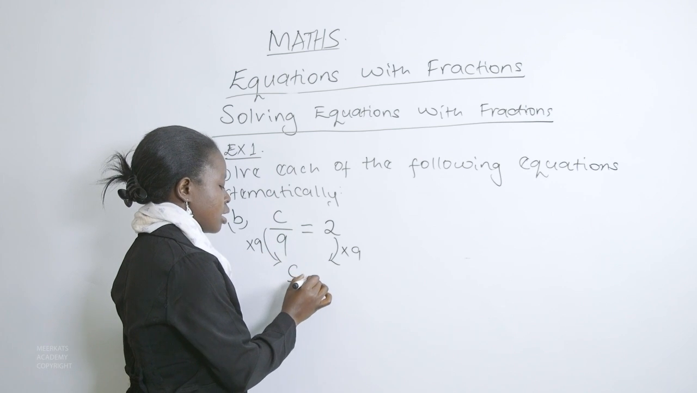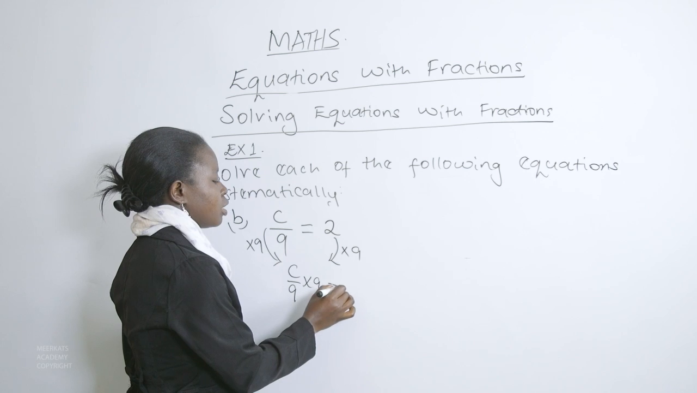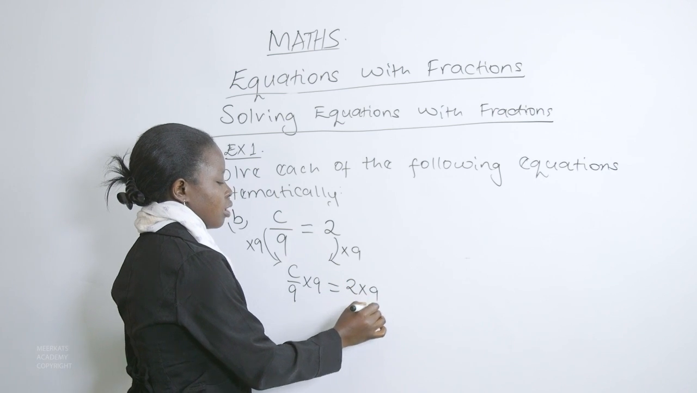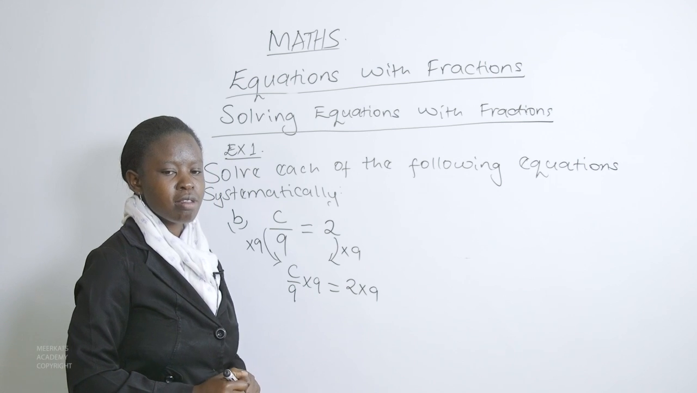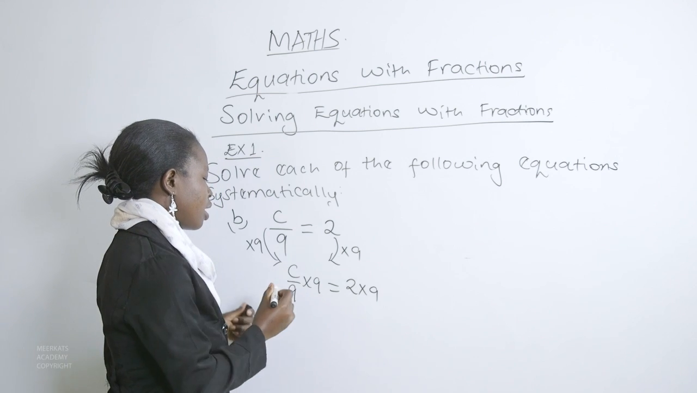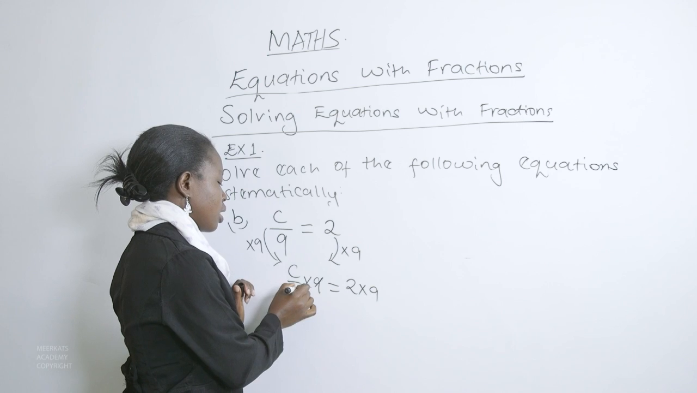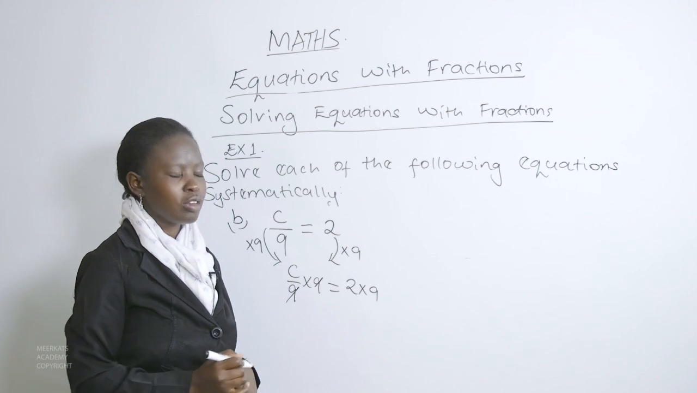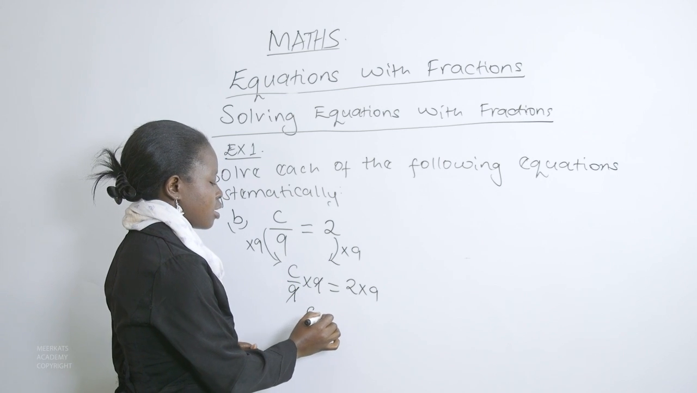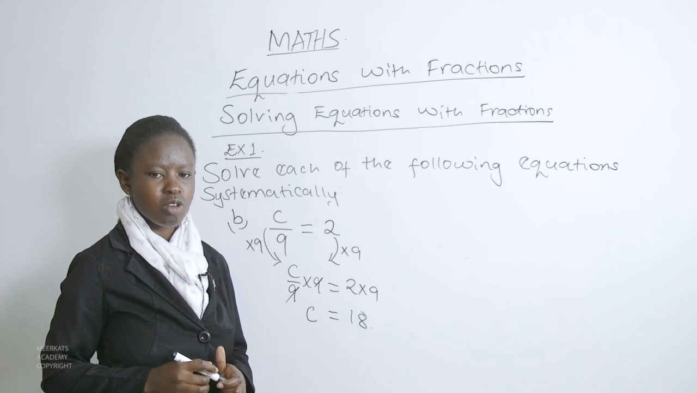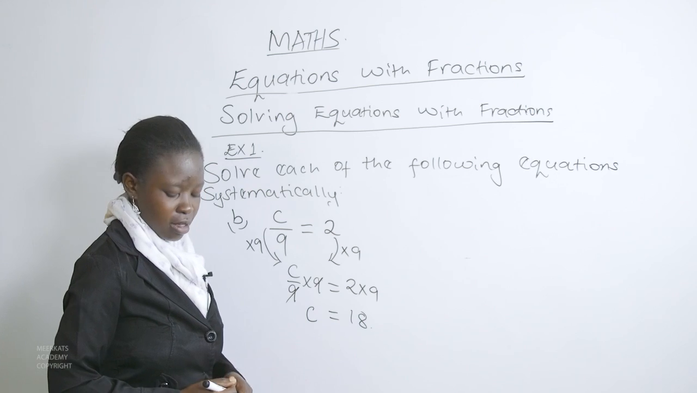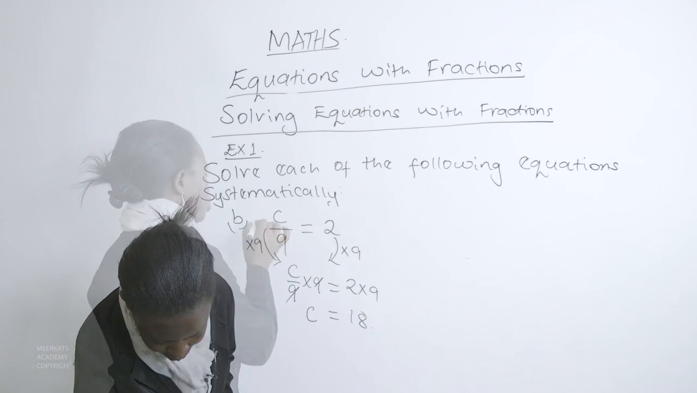So we obtain c over 9 times 9 is equal to 2 times 9. 2 multiplied by 9 gives us 18 on the right hand side. Then on the left hand side, the 9 and 9 cancel out, and you are left with c is equal to 18. So the value of our pronumeral in this case is 18.